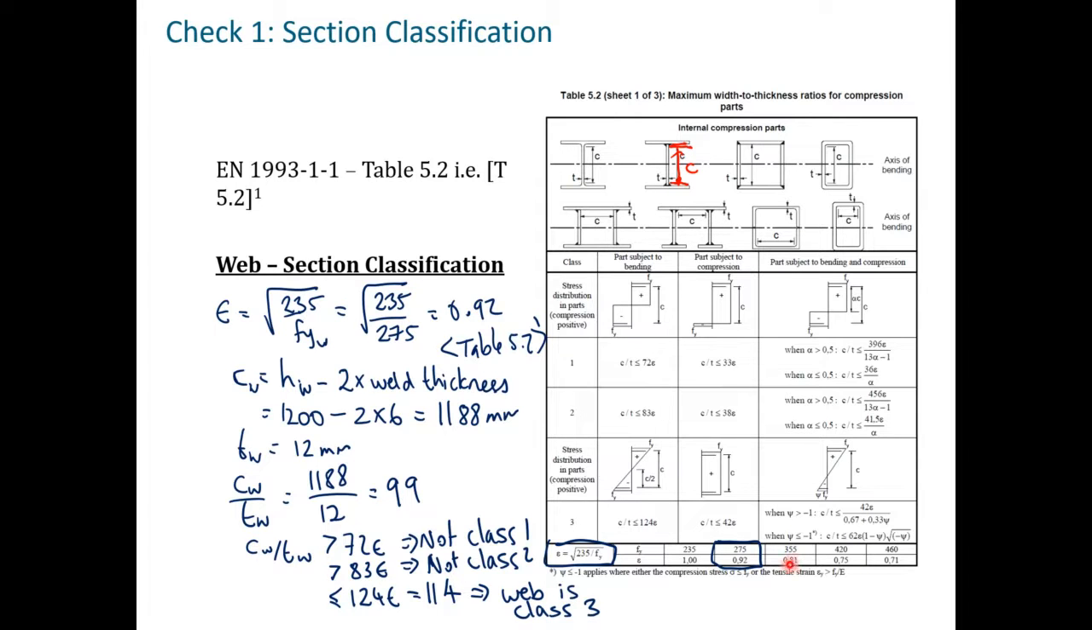And then we look at the limits for this. So it's in bending. Is 99 less than or equal to 72 epsilon, where epsilon is equal to 0.92, which is down here at the bottom of the table? No, it's not. Is it less than 83 epsilon? No, it's not. So it's not class 2. Is it less than 124 epsilon? Yes, it is, because 124 epsilon is 114, which is greater than 99. So therefore, it's a class 3 section. So we've classified it as a class 3 web.